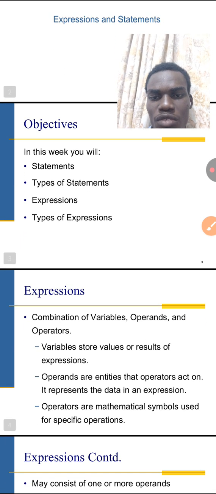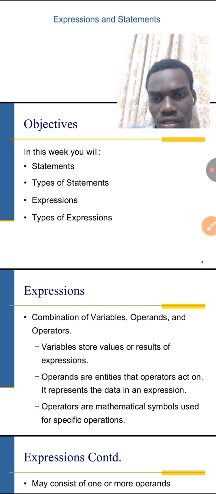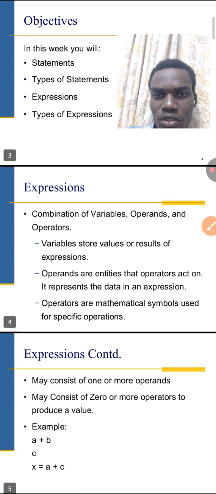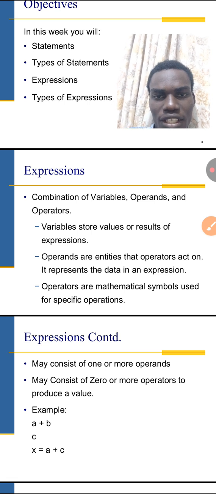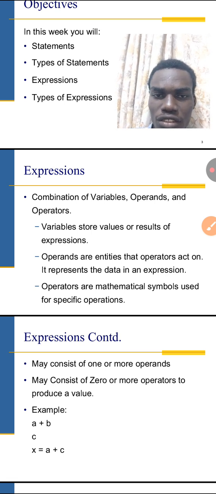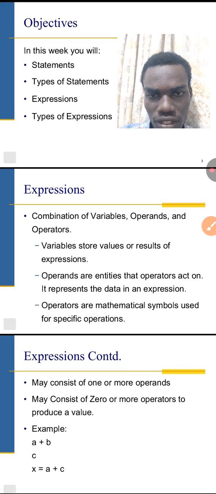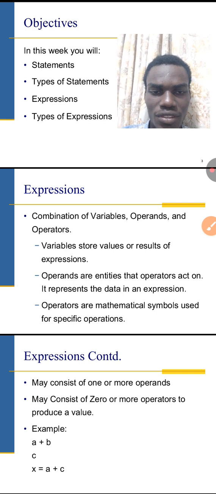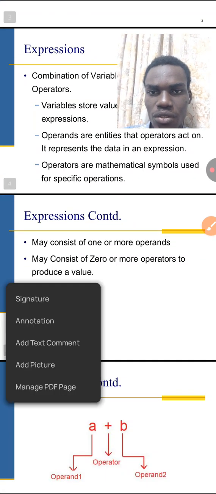So when we say expression, it is a combination of variables, operands and operators. Variables store values or results of an expression, and operands are entities that operators act on. It represents the data in an expression. Operators are mathematical symbols used for specific operations. So let's look at this.